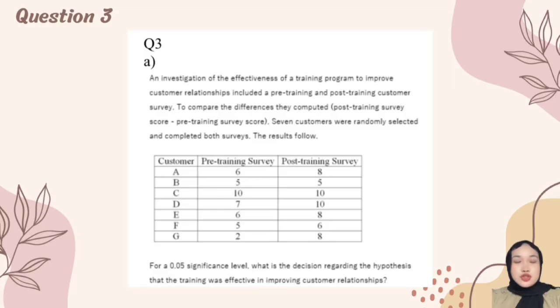I will explain question 3a. An investigation of the effectiveness of a training program to improve customer relationship included a pre-training and post-training customer survey. At the 0.05 significance level, what is the decision regarding the hypothesis that the training was effective in improving customer relationship? Firstly, we need to decide what method we will use. There are two samples, both referring to the same customers, so we will use the dependent t-test distribution.